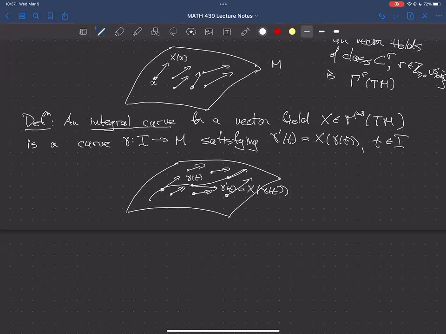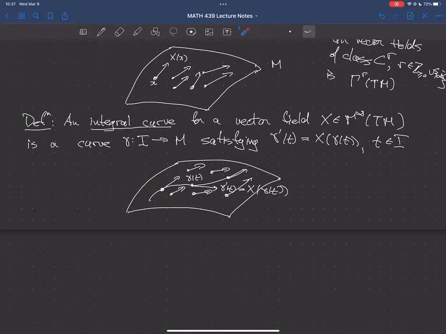And so the picture here is that you find a curve that fits itself nicely to the tangent vector field, in the sense that it passes through every point along the curve with the velocity prescribed by the vector field X, okay?